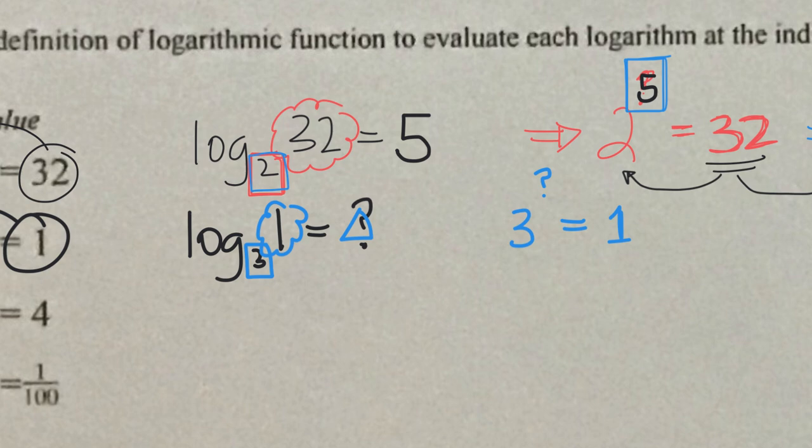This is actually an identity that we should just memorize. Anytime we're trying to raise something to a power and let it equal 1, that power is 0. Anything to the 0 is 1. 5 to the 0, 9 to the 0, 1/2 to the 0. So anytime we have 1 as the number in the argument of your log, the answer is always going to be 0.